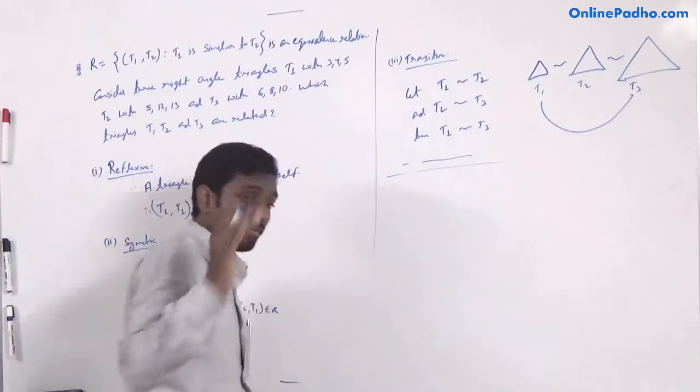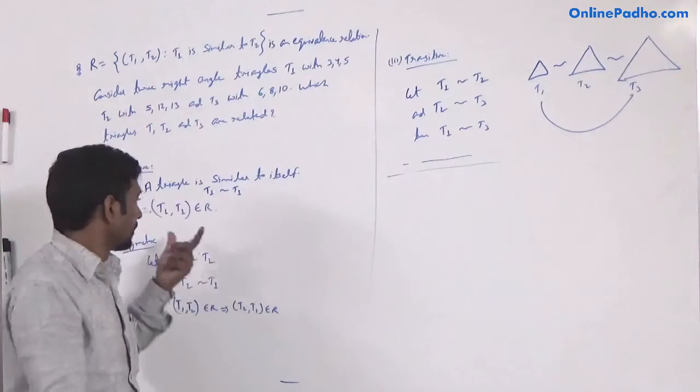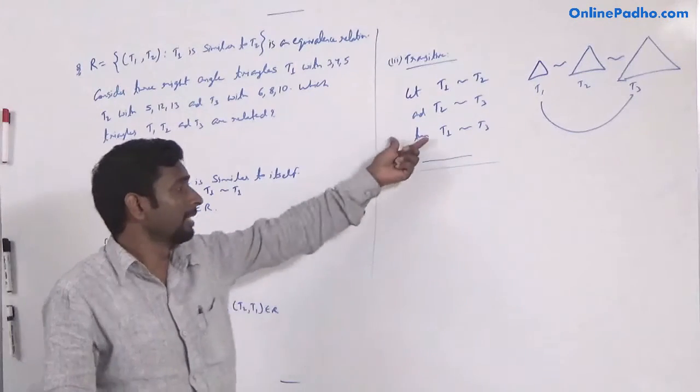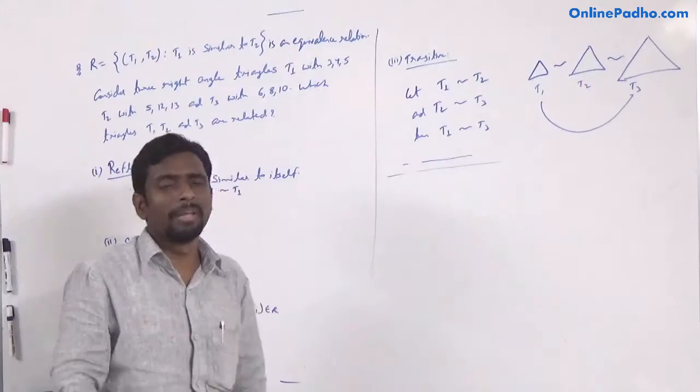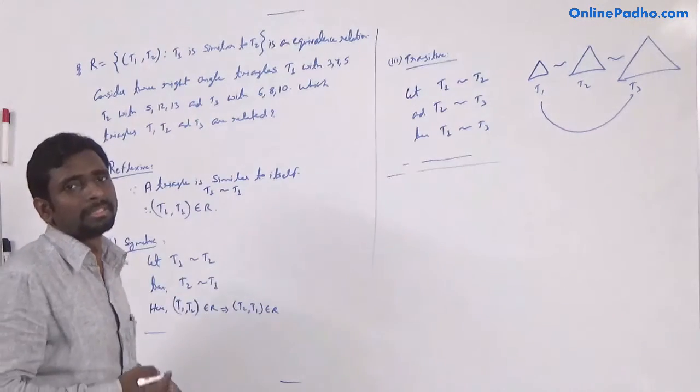So it is an equivalence relation. It is reflexive, symmetric as well as transitive. So this relation can be written as an equivalence relation. This is a very important question for 4 marks.